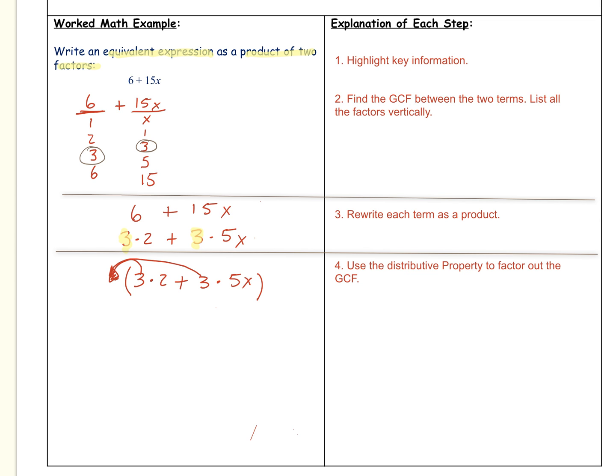Now that gives me 3 times parentheses 2 plus 5x. Now we are writing this as a product of two factors. Now let's box our answer.